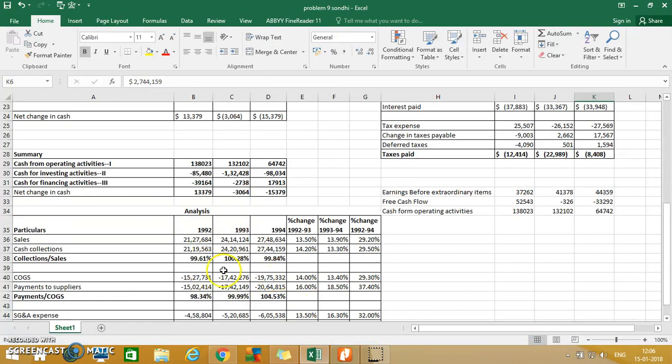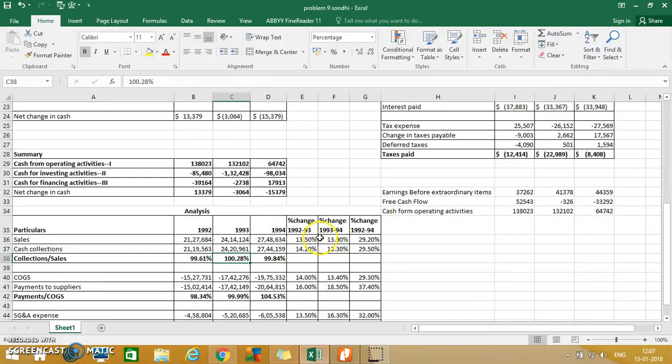So I find that my percentage of collections to the sales is almost 99%, 100%, and 99% in the years 92, 93, and 94. That definitely shows that my collection is very strong. There is no problem because of the collection. In fact, in the year 93, I have even made the collections better than what I have sold. Maybe I have got advances as well.